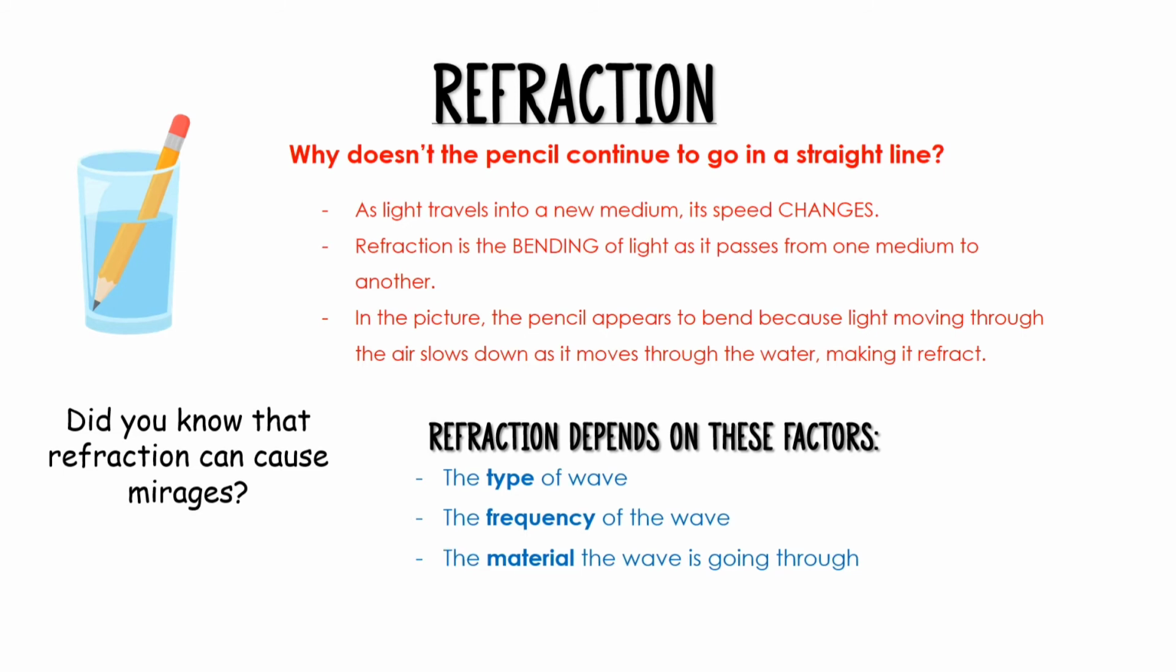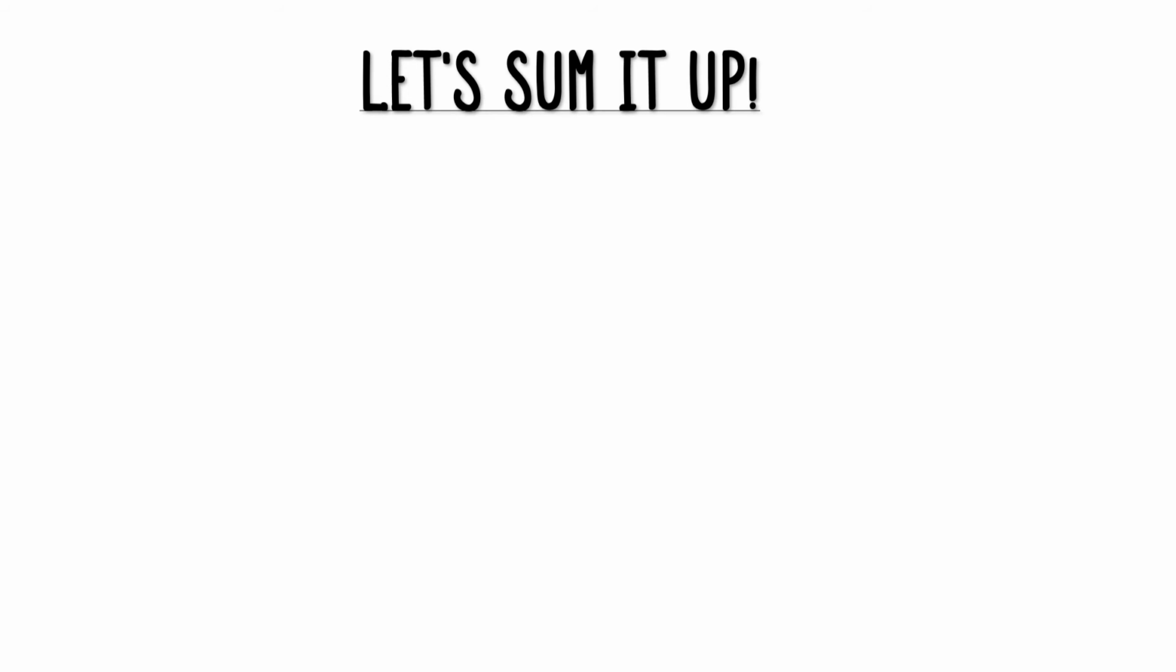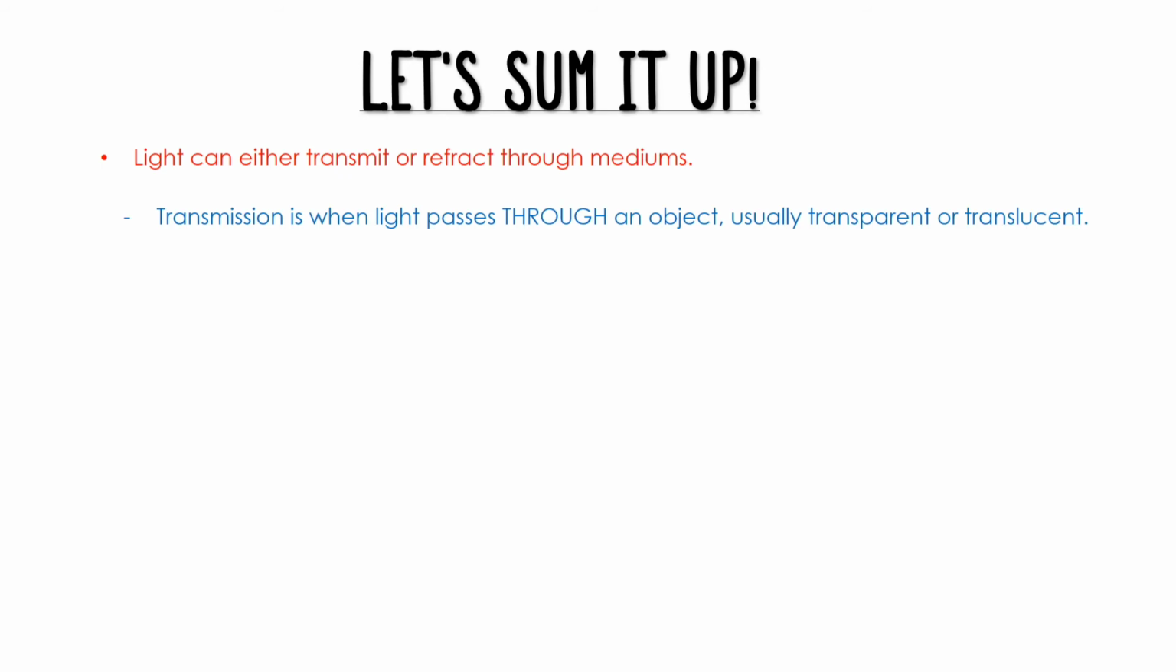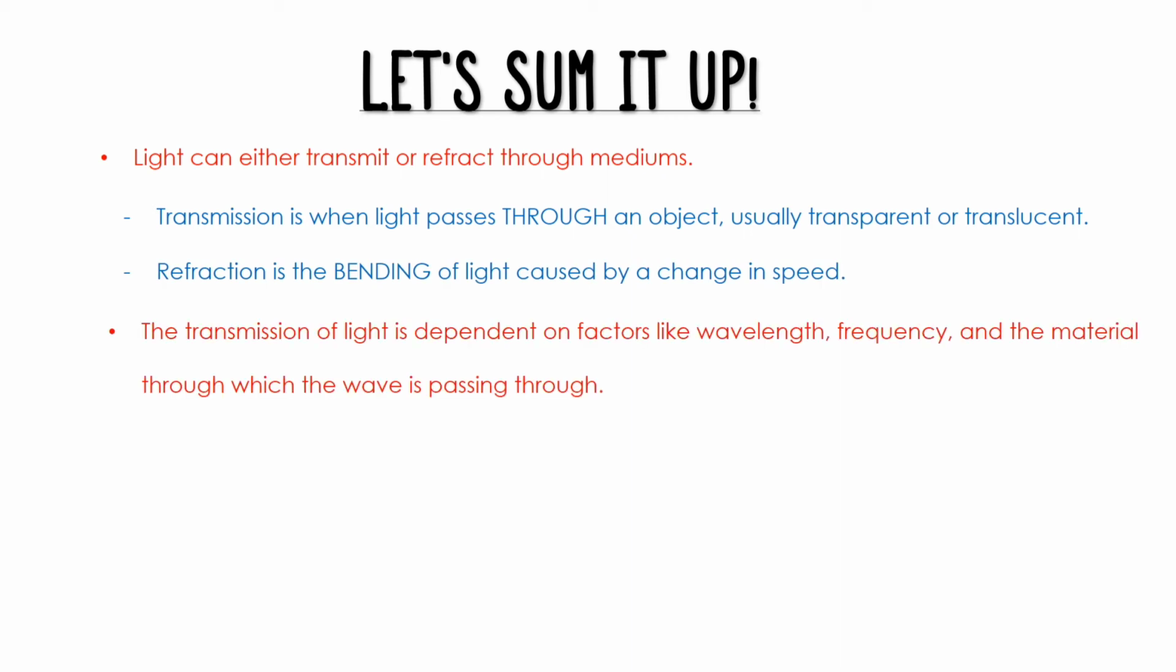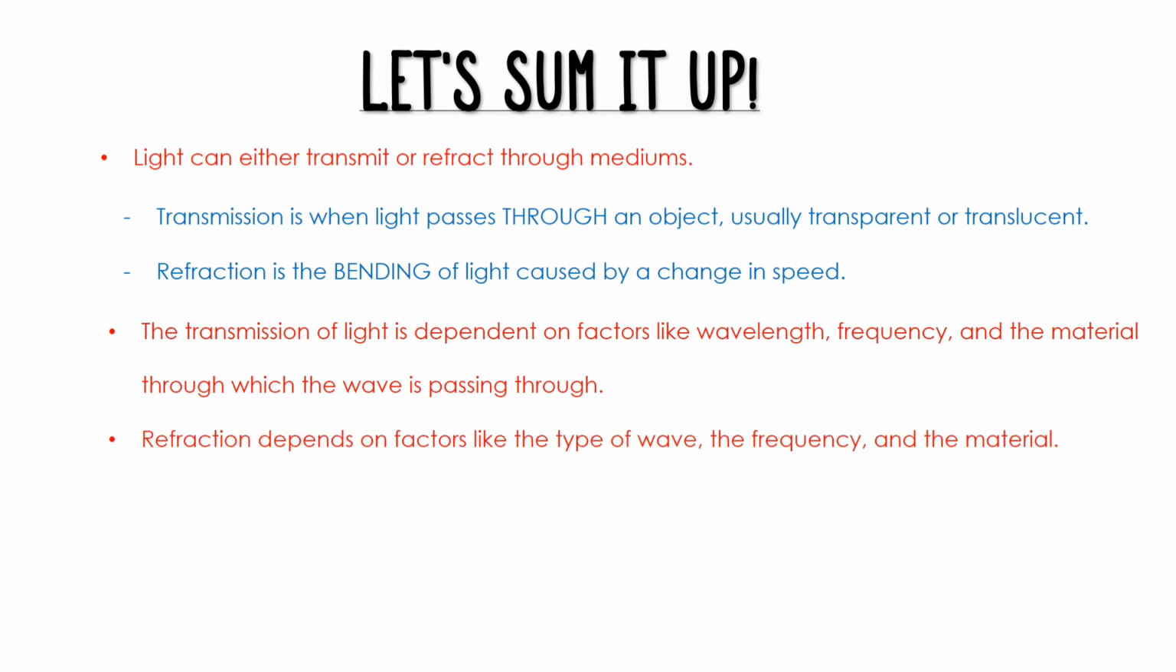Okay, now that you learned about the properties of light, let's sum it all up. Light can either transmit or refract through mediums. Transmission is when light passes through an object, usually transparent or translucent. Refraction is the bending of light caused by a change in speed. The transmission of light is dependent on factors like wavelength, frequency, and the material through which the wave is passing through. Refraction depends on factors like the type of wave, the frequency, and the material.